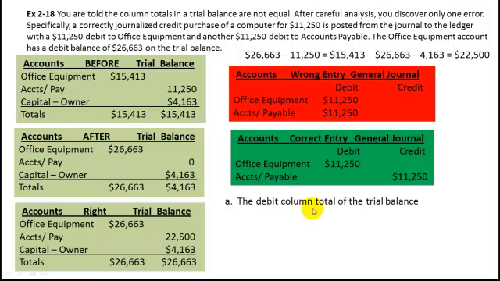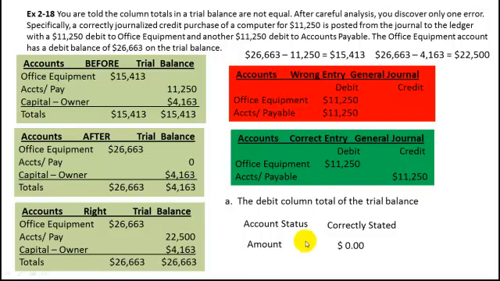It says the debit column total of the trial balance, that is this debit column total right here, we're going to work with this one. The debit column total of the trial balance is correctly stated. It should have been $26,663, and it really was $26,663, and therefore the amount that we're out is 0. Now this is only true for part A, and that's where we have a little flaw in this problem.